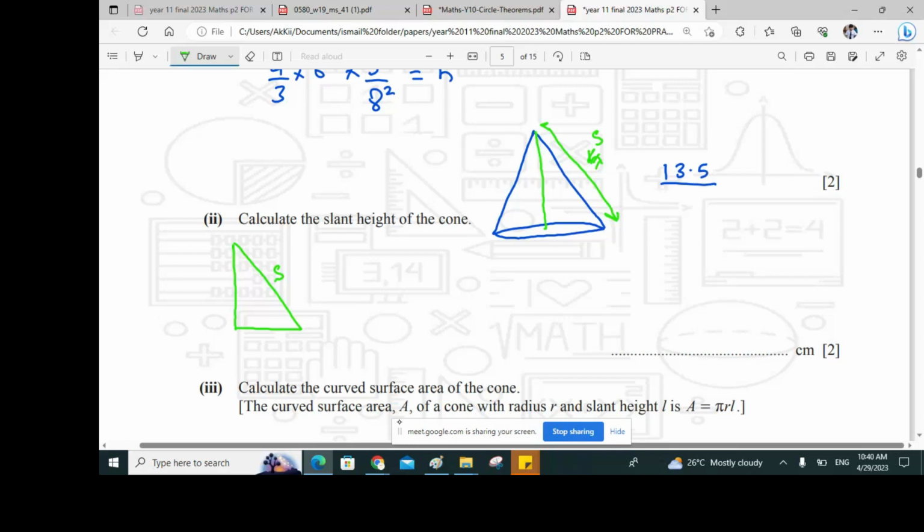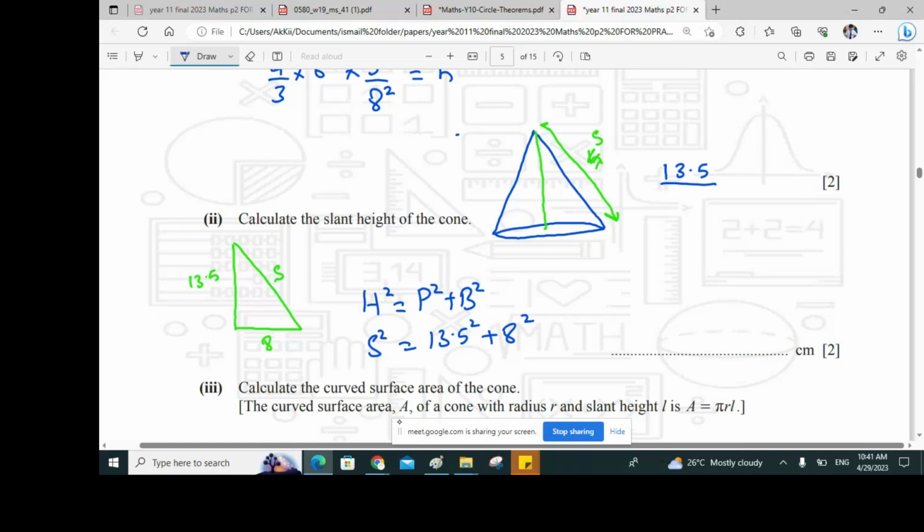Height is known, that is 13.5. You already found it out, and the radius of the cone was 8. So what do you remember by seeing this right angle triangle? It's a Pythagoras theorem, right? So the Pythagoras theorem tells you that h square is equal to p square plus b square. So hypotenuse, s square, is equal to perpendicular, 13.5 square, plus base square, 8 square. You solve it and take a root of it.